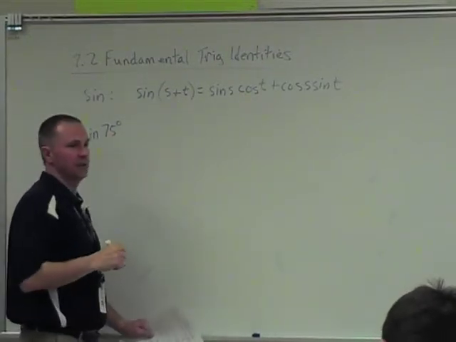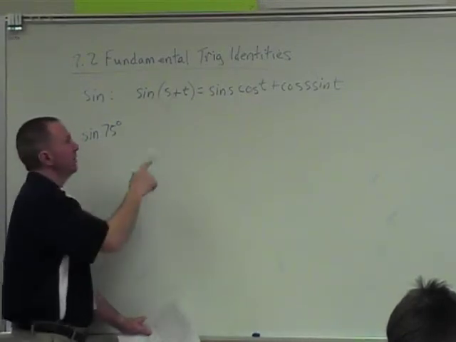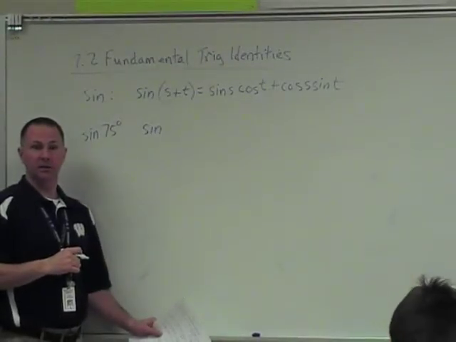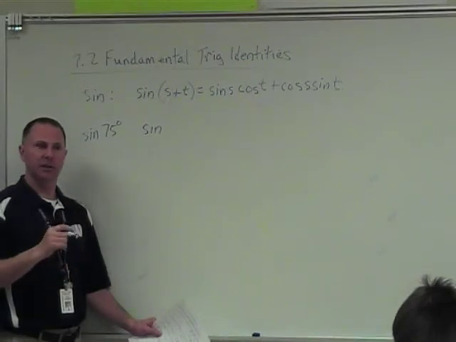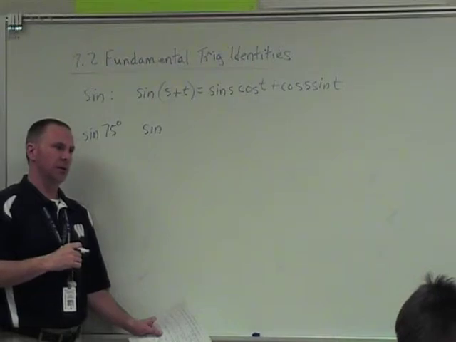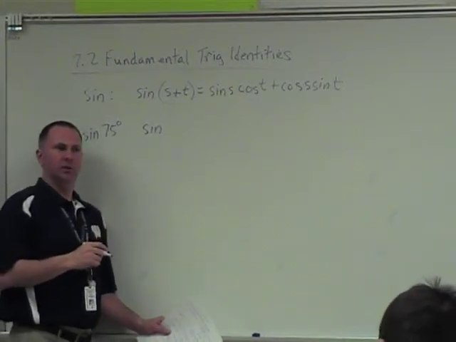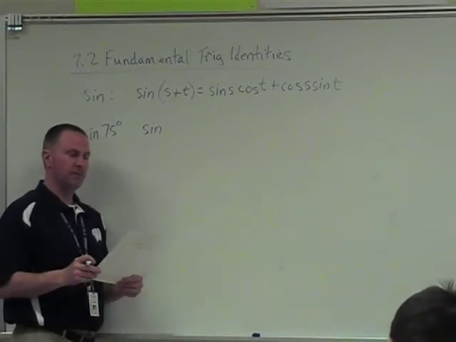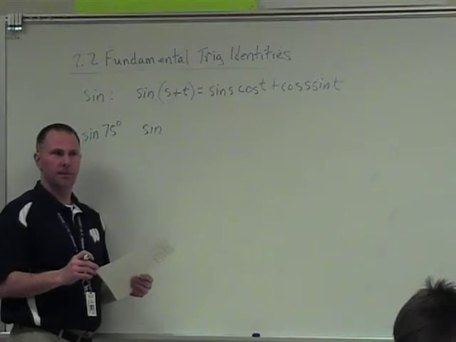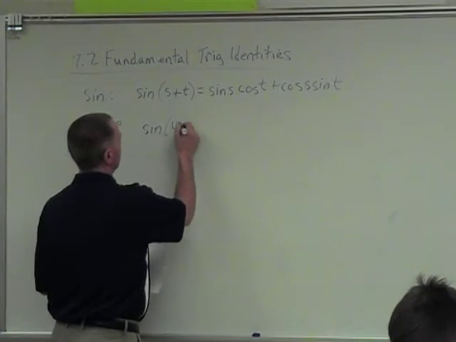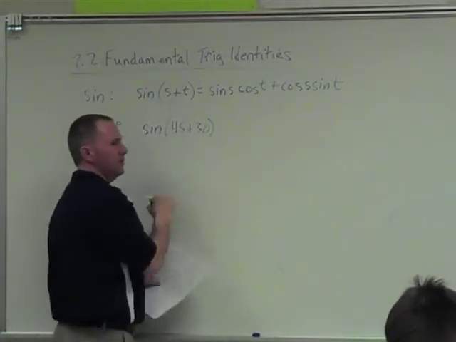I don't know what the sine of 75 degrees is, but I can definitely break it apart into something I know. I know the sine of 60 and 15. No, I don't know 15, do I? I know 60. What about 40 and 35? I don't know either one of those. Can you think of two angles that we do know the values of that we can break apart 75? 45 and 30, we have a winner. 45 and 30. We do know these values.